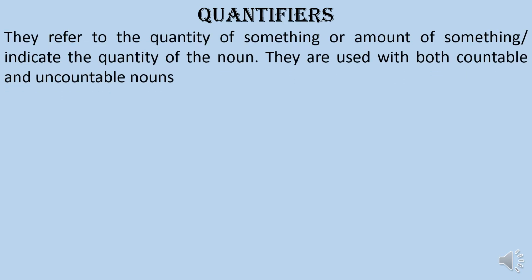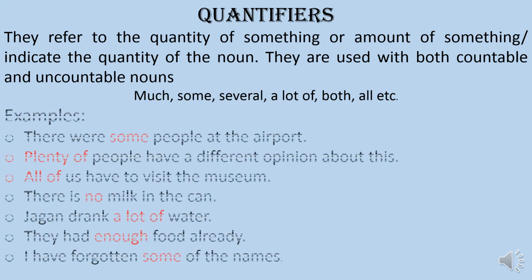The next one is quantifiers. As the name itself suggests, it refers to the quantity of a noun. So they refer to the quantity of something or amount of something, or indicate the quantity of the noun. They are used with both countable and uncountable nouns. The determiners are much, some, several, a lot of, both, all, etc.